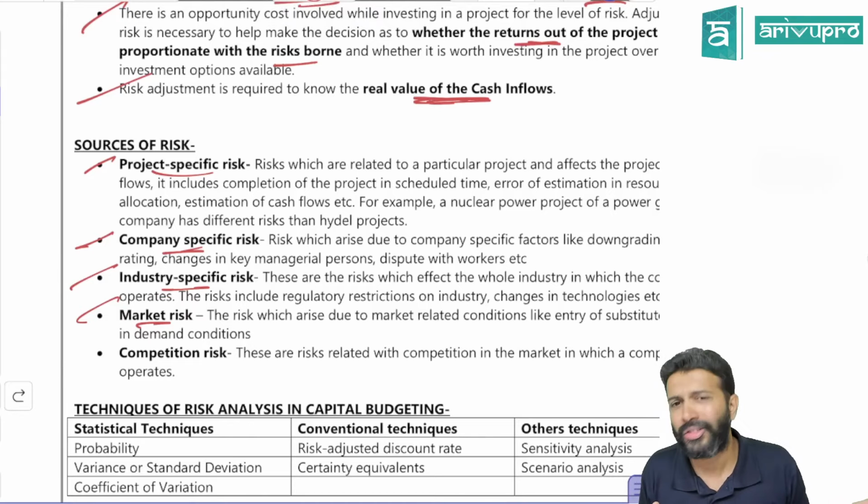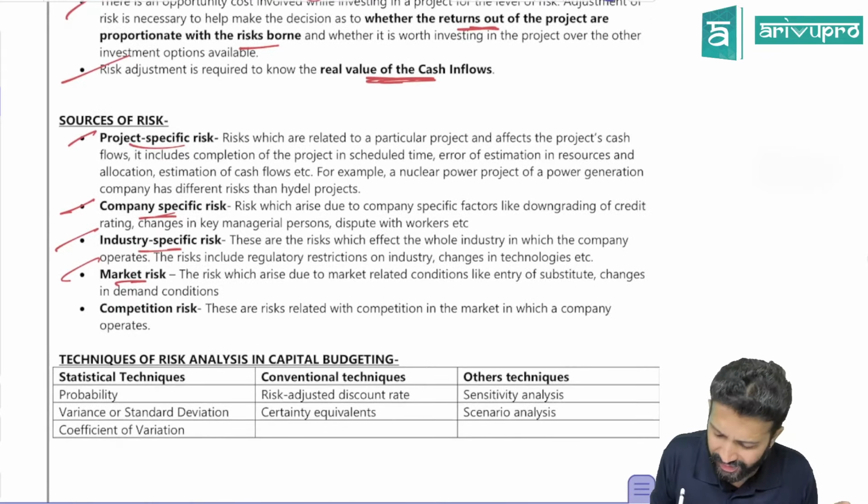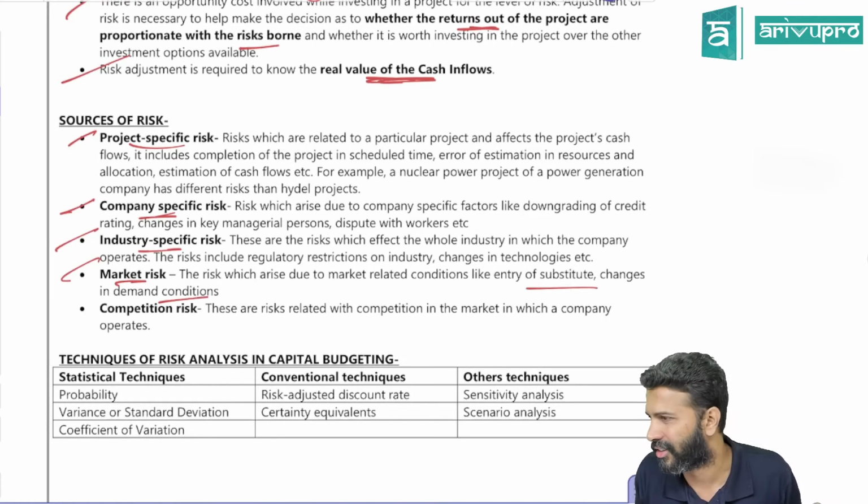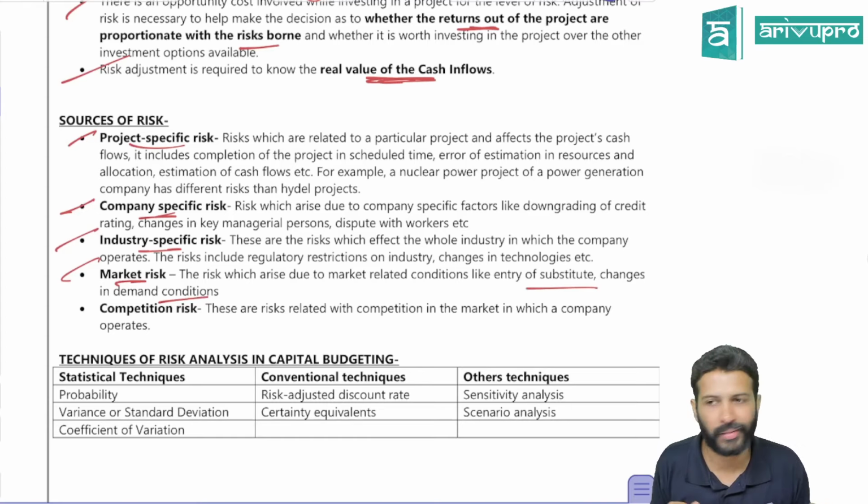Okay. So if your demand condition changes, market risk could be changes in your demand condition, entry of substitute products, etc. These are market specific risks.